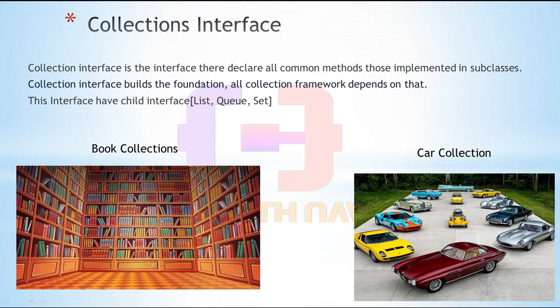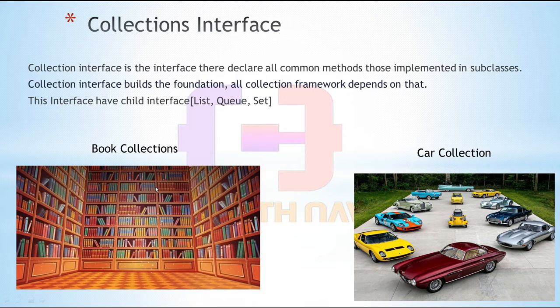Let's consider here we have a book collection, or here we have a car collection. These are two different things, but they have some common things. Here we have lots of books, here we have lots of cars. Here we have compartments, here we have some parking space. There is only a name difference, but here also we have a collection of similar type of elements. Storing a collection of similar elements in a single entity is nothing but a collection framework.